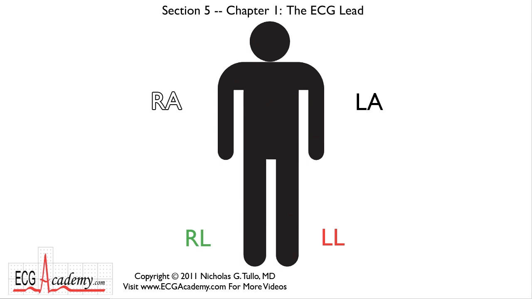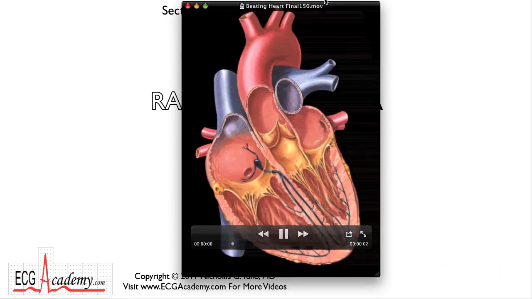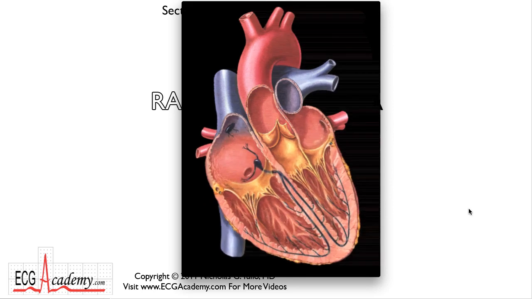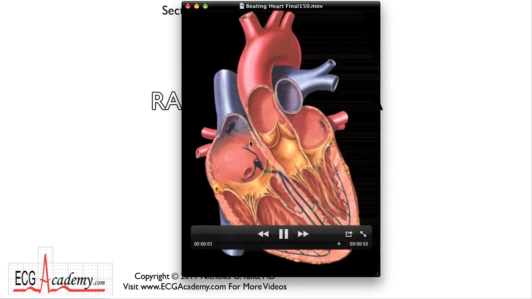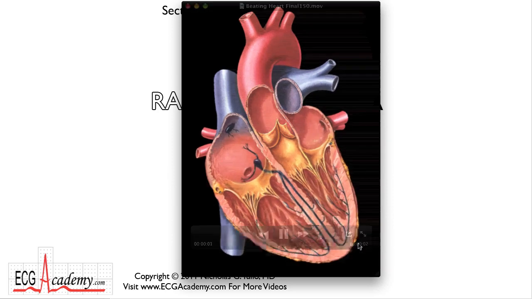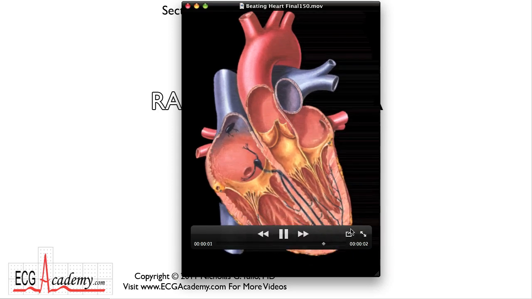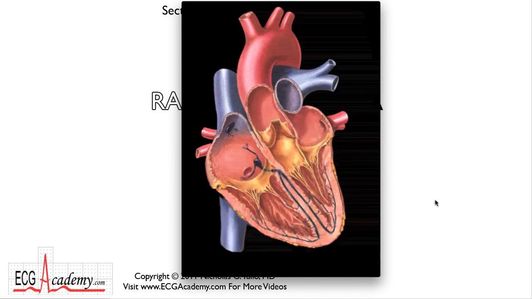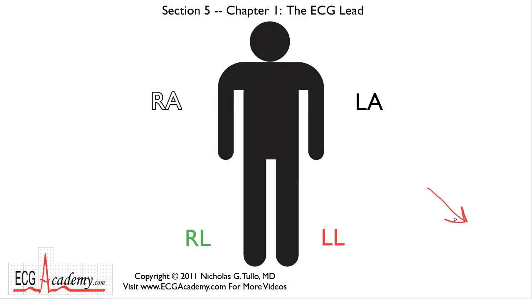Now, just as a review, I want to remind you of what direction the electrical signals in the heart travel. Remember that the atrial signal starts in the high right atrium, and it travels down and to the left. And likewise, the signal that goes through the ventricle travels down the septum and towards the apex, down and to the left. The normal electrical signal travels down and to the left.